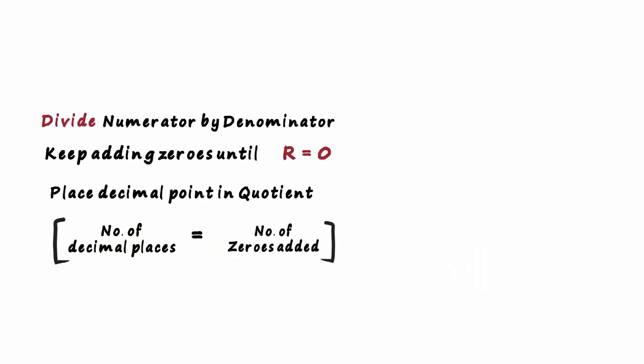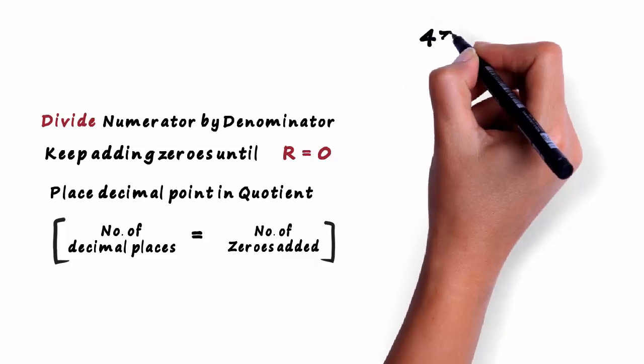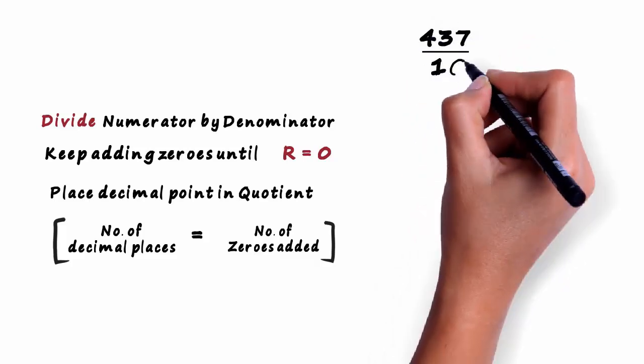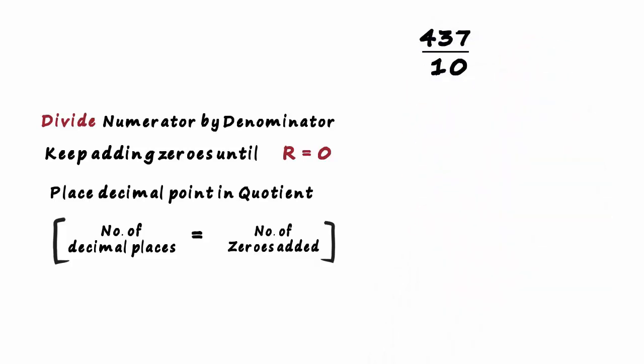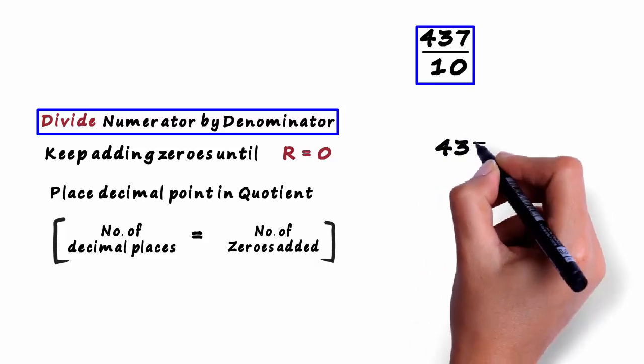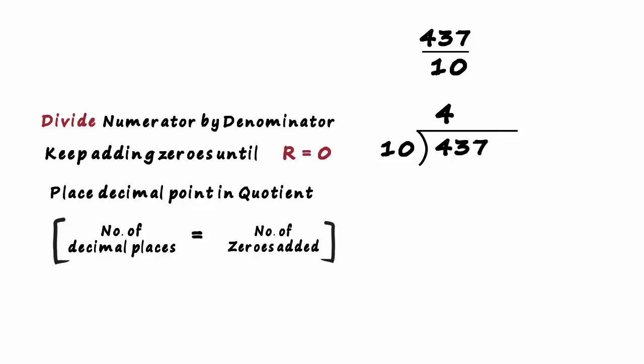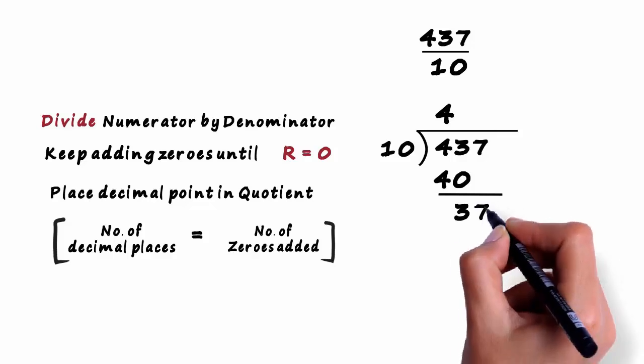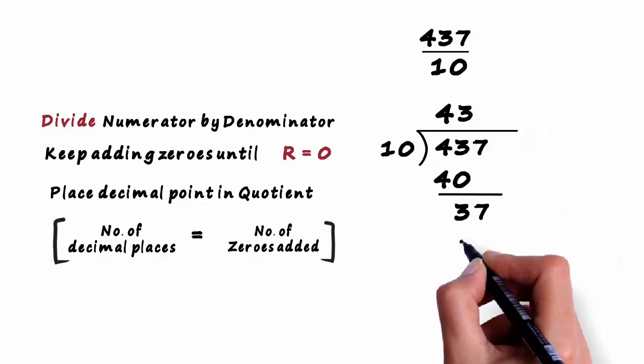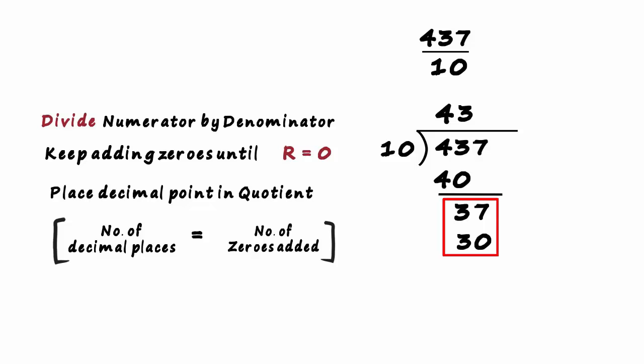With the same steps, let's try to convert 437 by 10 to a decimal fraction. In the first step, we divide 437 by 10. 10 times 4 gives us 40, and 43 minus 40 gives us 3. We get the 7 down. 10 times 3 is 30. 37 minus 30 is 7. The remainder is still not 0.